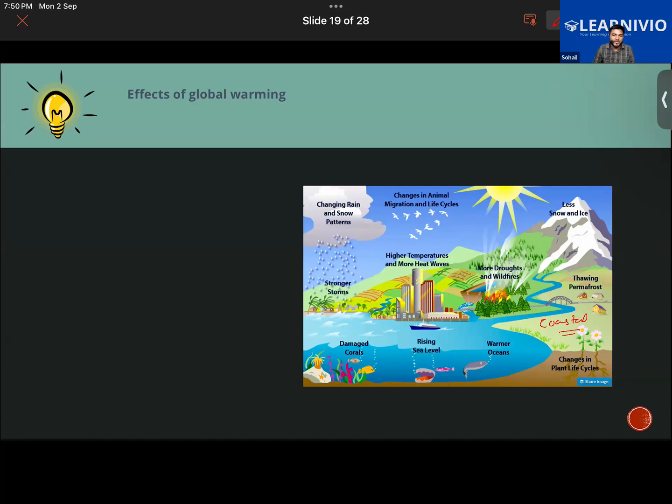Furthermore, it will not only impact humans, but the population of animals and plants will also be impacted because of this. So it can lead to extinction of several species of animals as well.